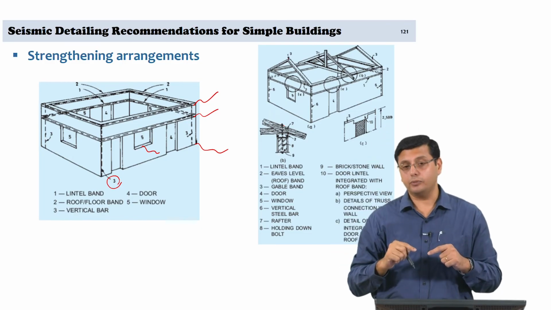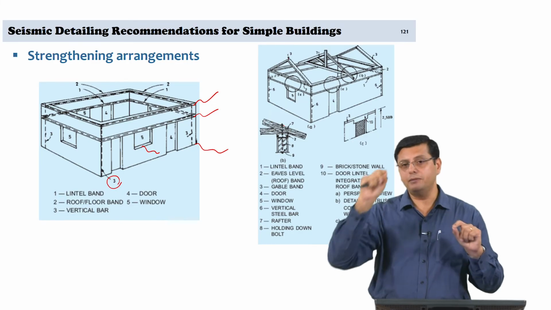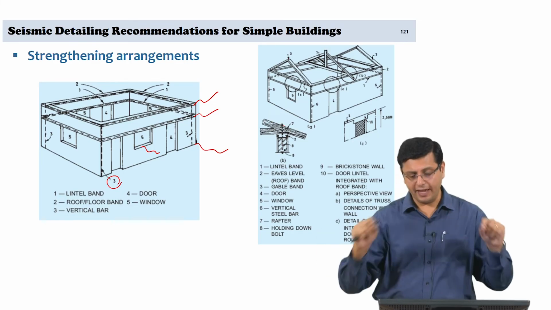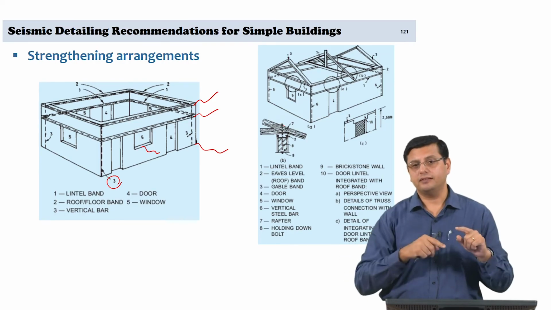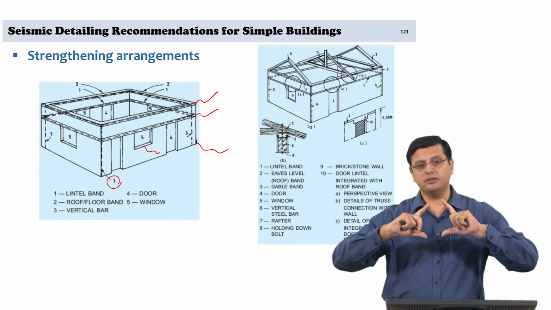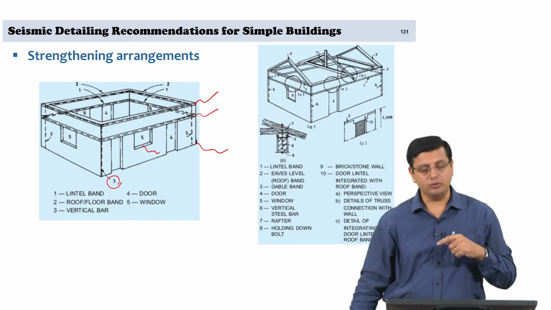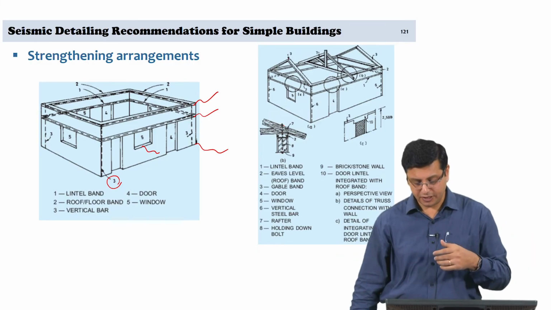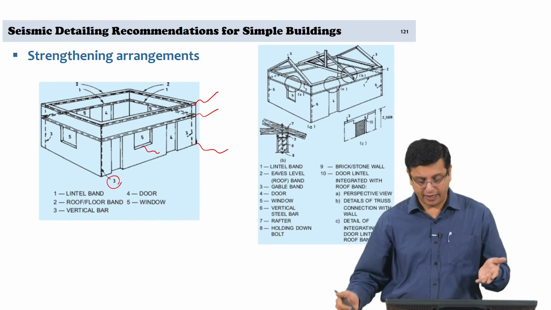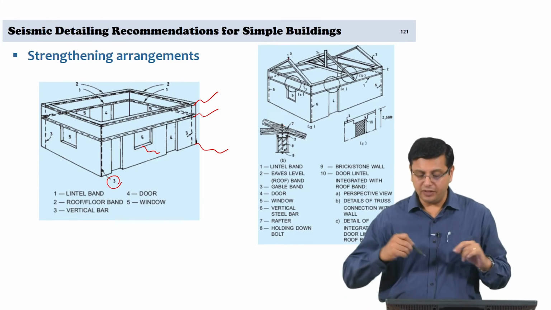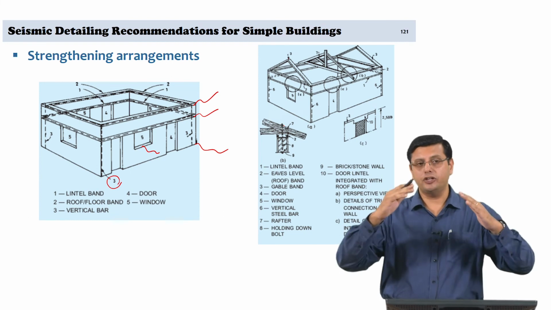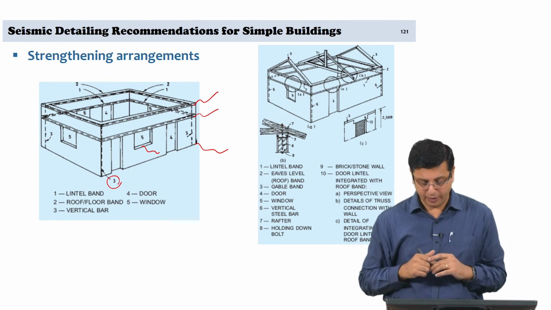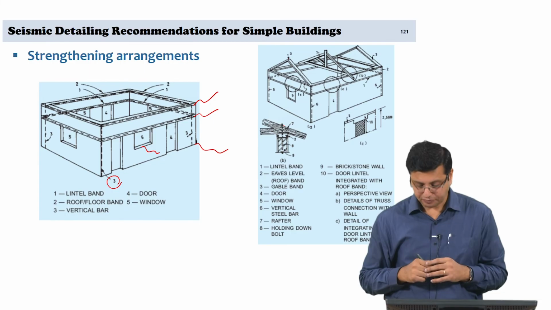So, there is a requirement that you provide a gable band, that is called the gable. You provide a gable band, and this gable band will ensure that the triangular portion is not susceptible to out of plane failure. So, in addition to the other lintel bands that we were talking about, the roof band must ensure that it has a gable band and actually holds the gable from out of plane failure itself.